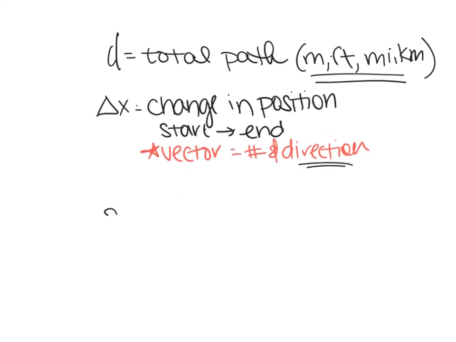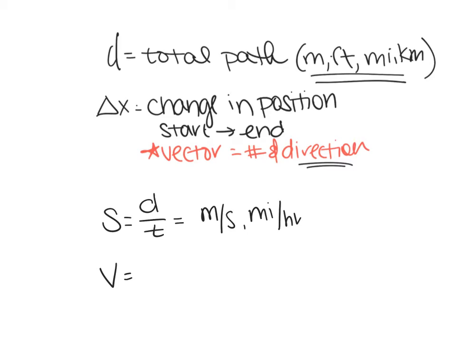Then you guys took a look at speed and velocity. In order to calculate my speed, I just take my total distance and I divide it by my time. So if I'm taking distance divided by time, I'm going to get something like meters per second, miles per hour. Those would be some of my units. Speed is a scalar quantity, which means it does not have a direction.